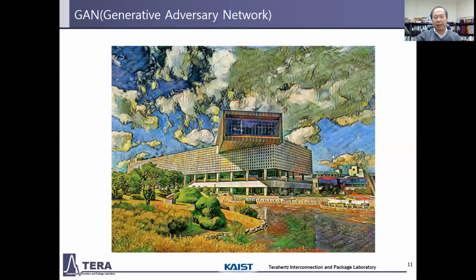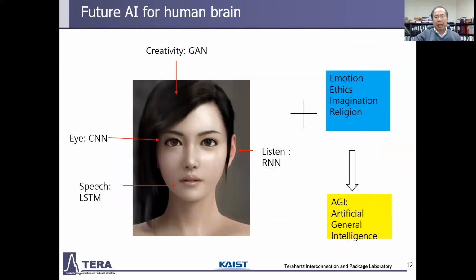So it means that machine learning can do very clear classifications, and also they can do a lot of work. At the same time, they can do creative work. I think this is a very simple description of future AI machine learning for the human brain.